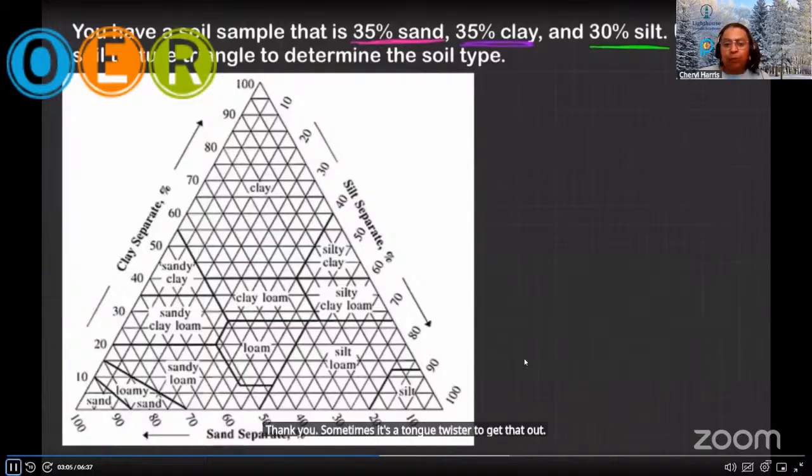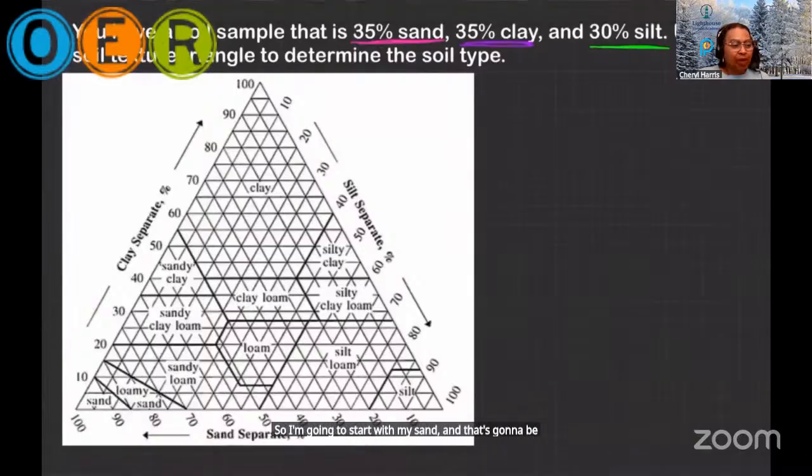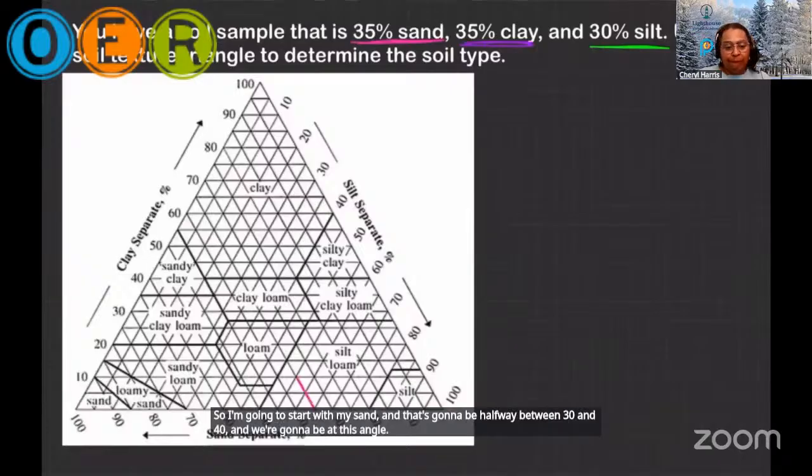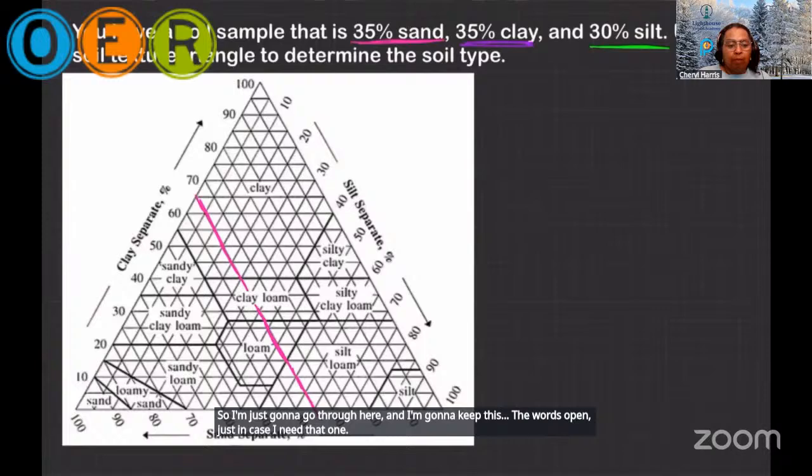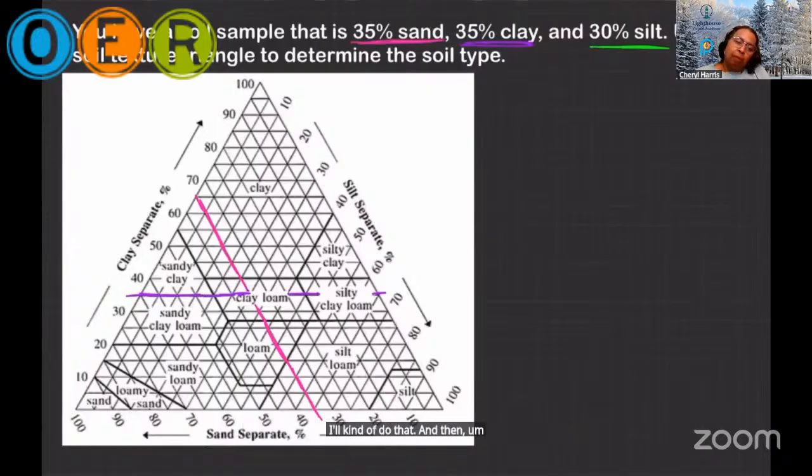So I'm going to start with my sand, and that's going to be halfway between 30 and 40, and we're going to be at this angle. So I'm just going to go through here, and I'm going to keep the words open just in case I need that one. And then we have 35% clay. So that's going to be horizontal right here because that's where these numbers are. And it looks like these might actually hit right here. So I'll leave that. And then our silt is going to be 35. So that's going to be at this angle, just like the numbers. And we're going to come right through here. Or 30, sorry. Oh my goodness.